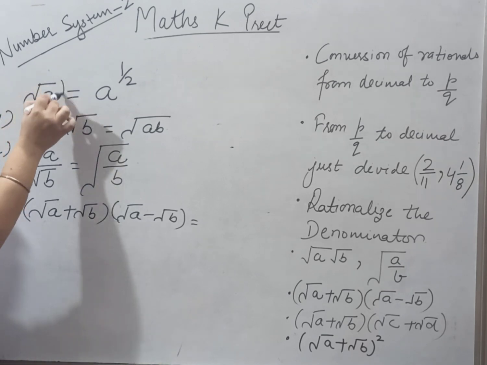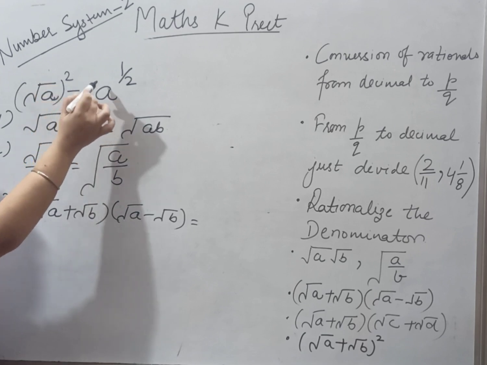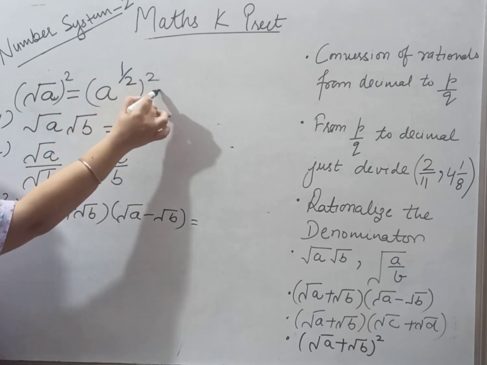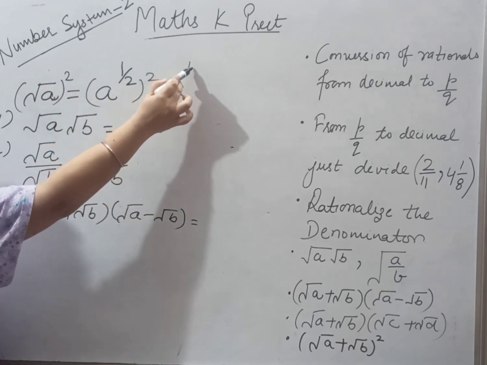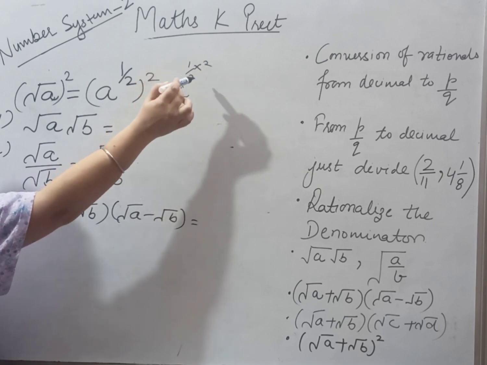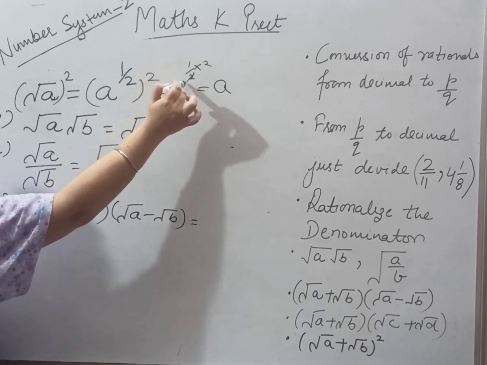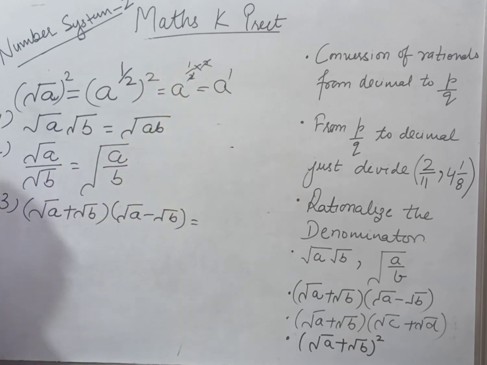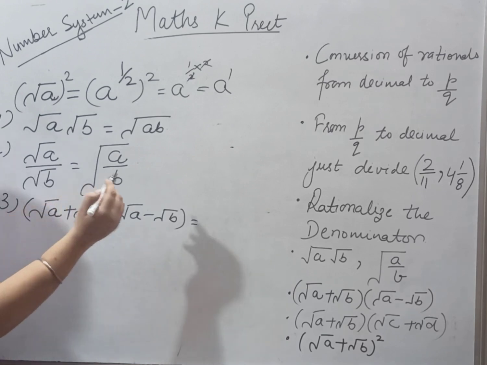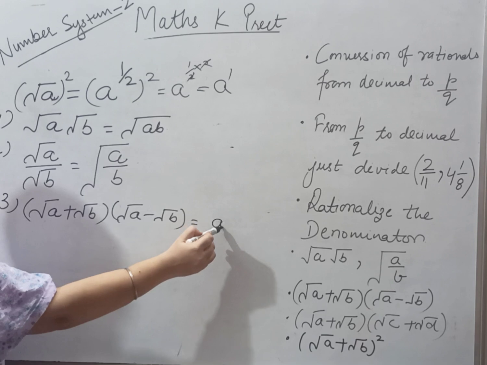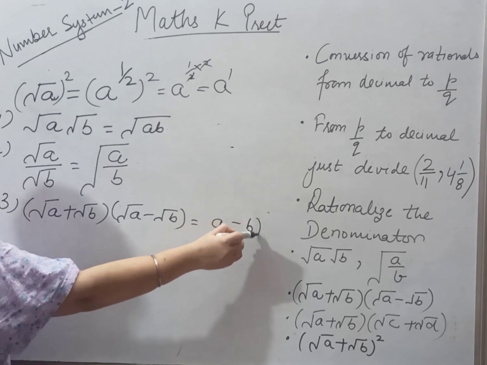So if I do the square of this number, this means 1 by 2 into 2. Fine. So we can cancel these 2's. This means a raised to power 1, that means a only. So this is equal to a minus b.